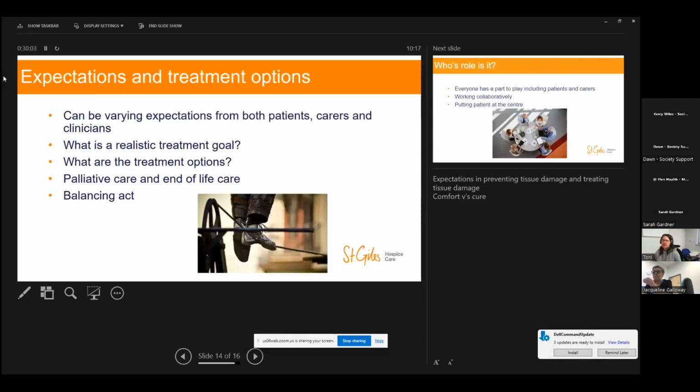Just thinking a little bit about expectations and treatment options, and how that can vary between patients, carers and clinicians, but really trying to think about what is a realistic treatment goal, what are the treatment options that are suitable for that person, trying to look at that palliative care and end of life care, where are they? And therefore what would be appropriate. And it really is that balancing act. And it might be that those treatment options and the treatment goal change as the person changes, and that's okay. But it's just about trying to think about really from the beginning, what are those expectations?